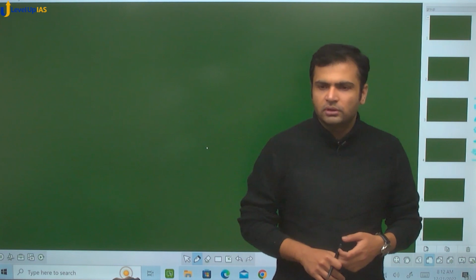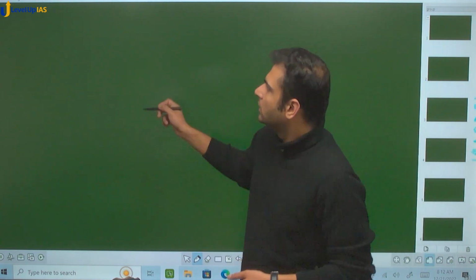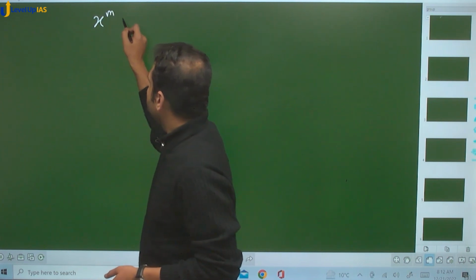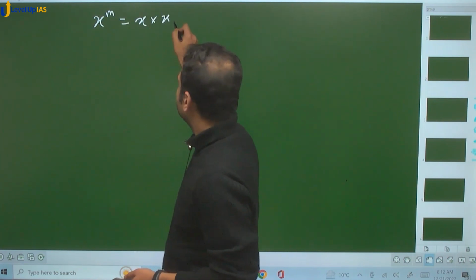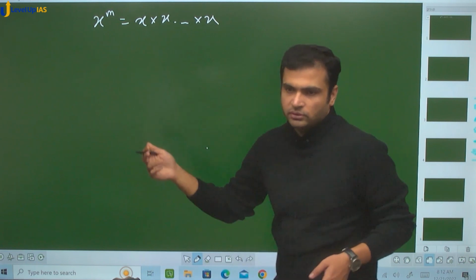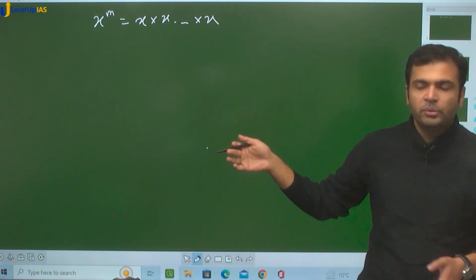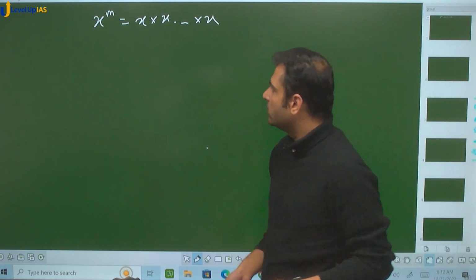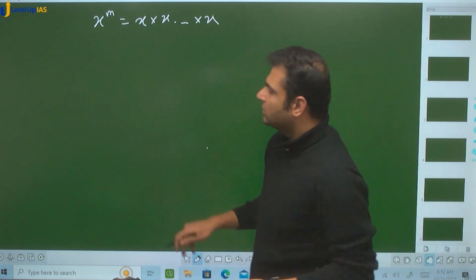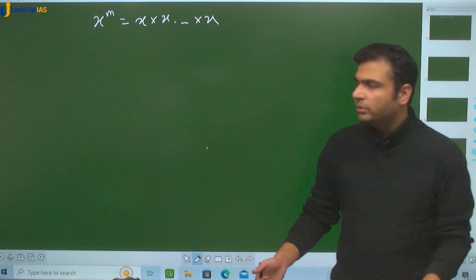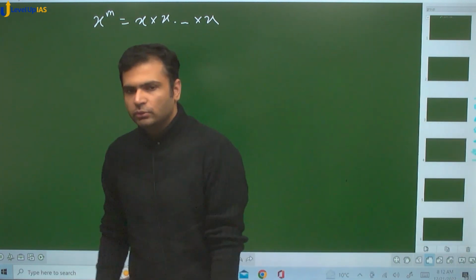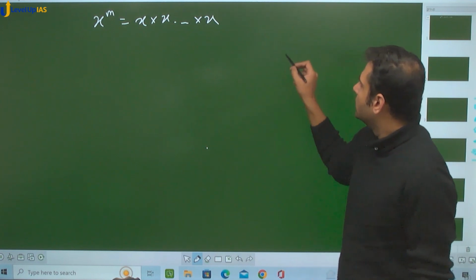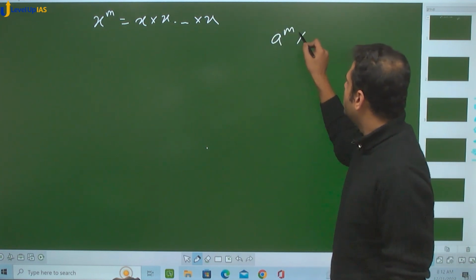We defined powers yesterday as x raised to some m is equal to x into x, m times. Powers were nothing but repeated multiplication, just like multiplication was repeated addition. Now there are some basic properties of powers which we should be comfortable with. They are very easy to prove. They follow from this directly. For example, a raised to m into a raised to n.